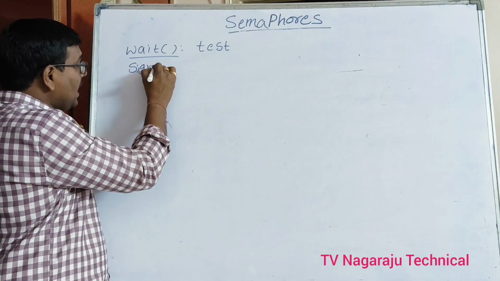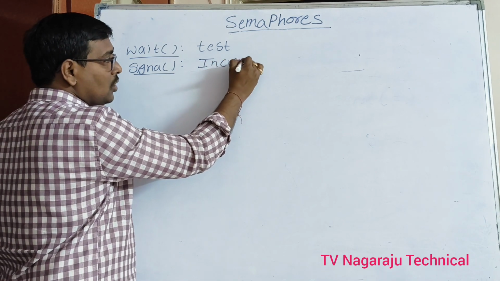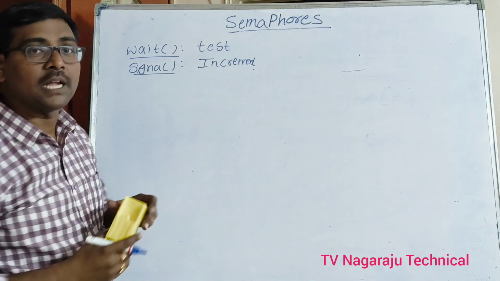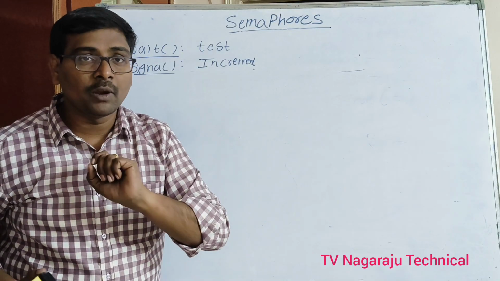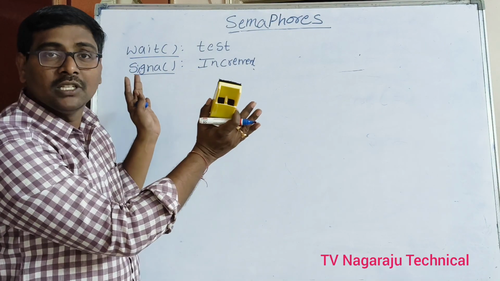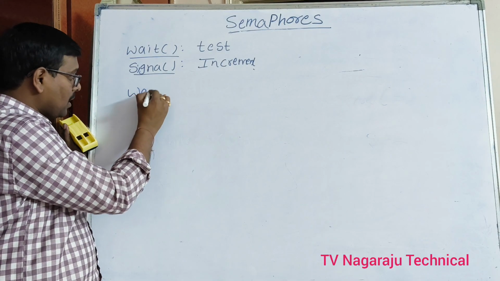Now, the signal operation. The purpose of signal is just to increment the value of the semaphore by 1. What are the operations that we are going to perform? Now I will write each and every operation.